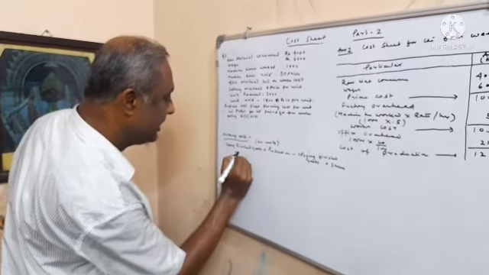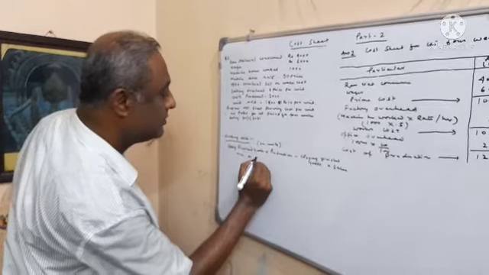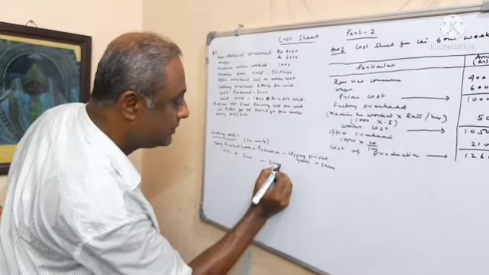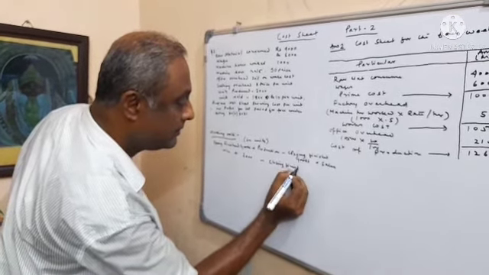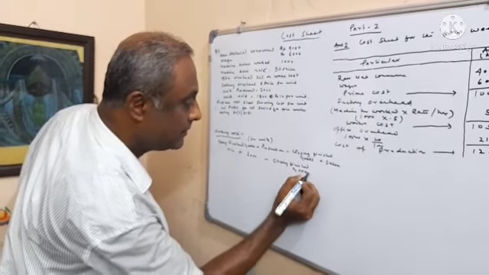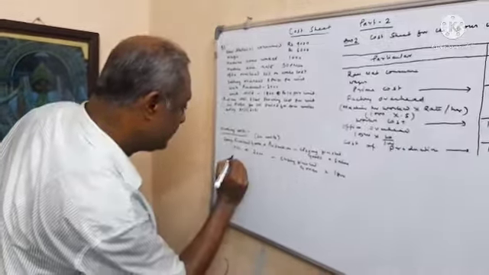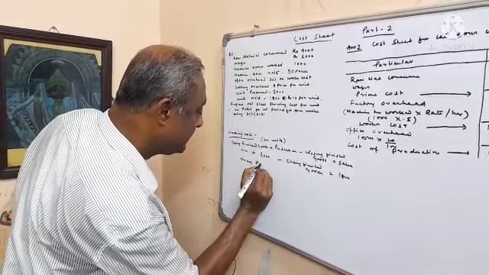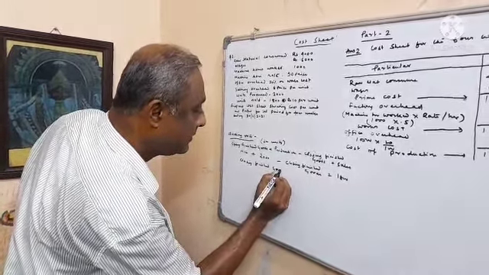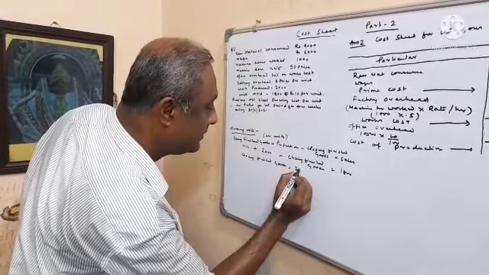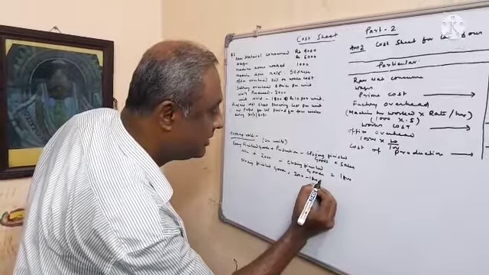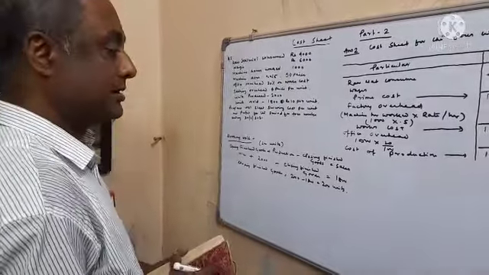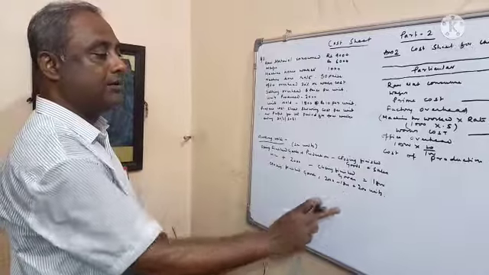Opening finished goods not given means nil. Production given 2,000. Closing finished goods not given. Sales given 1,800. So closing finished goods equals to 2,000 minus 1,800 equals to 200 units. Now we have to find out the value of 200 units.